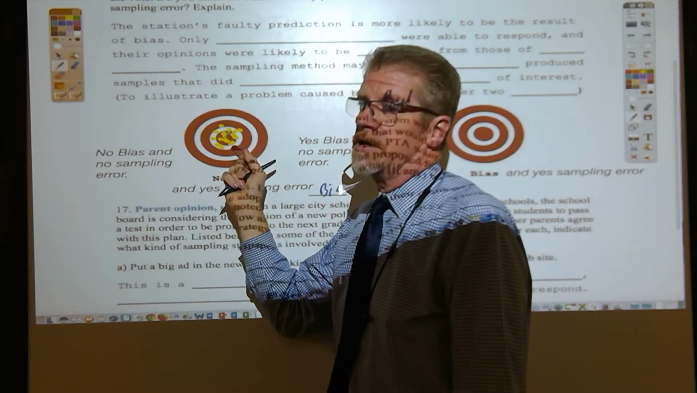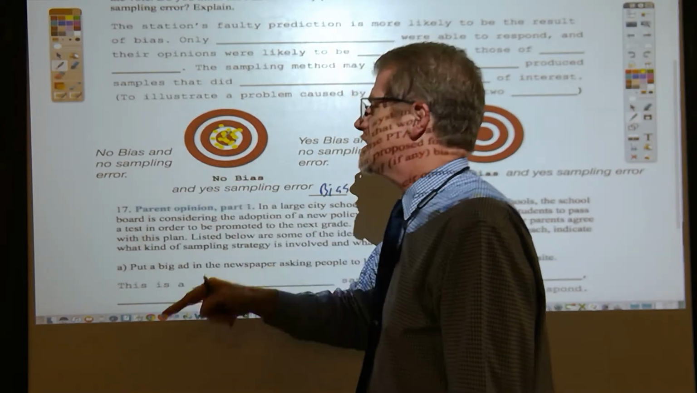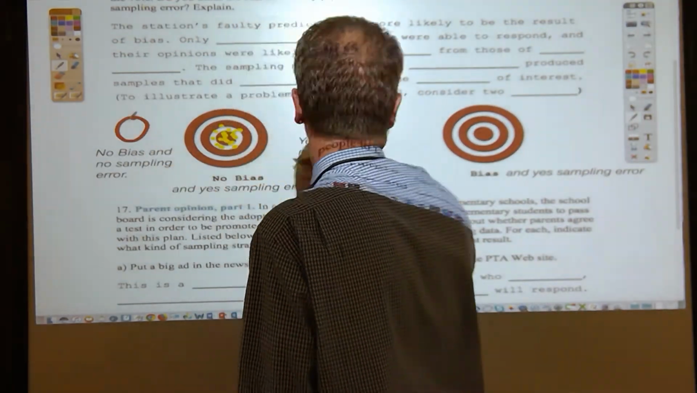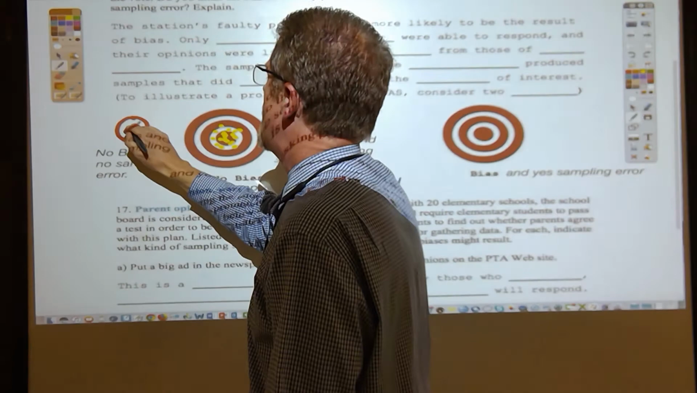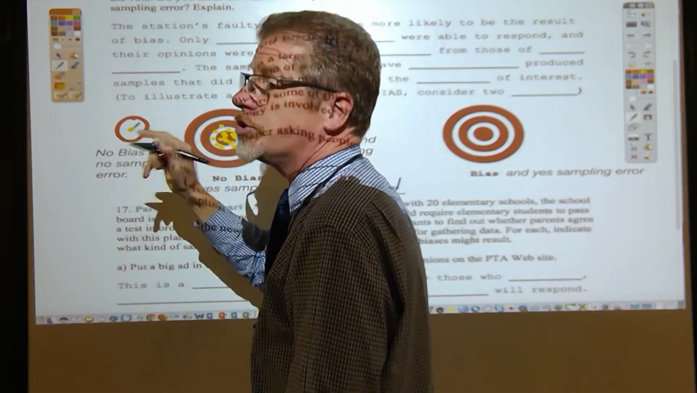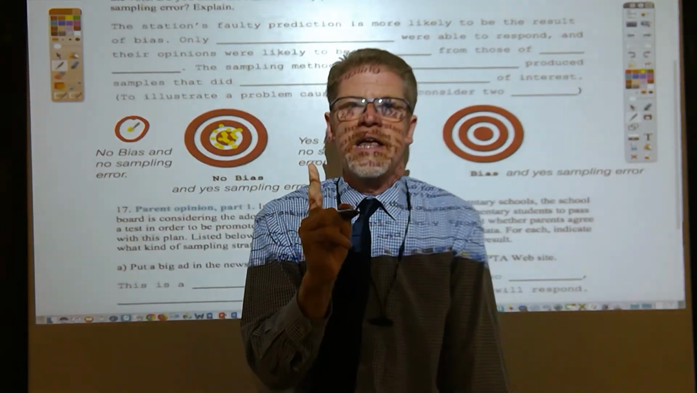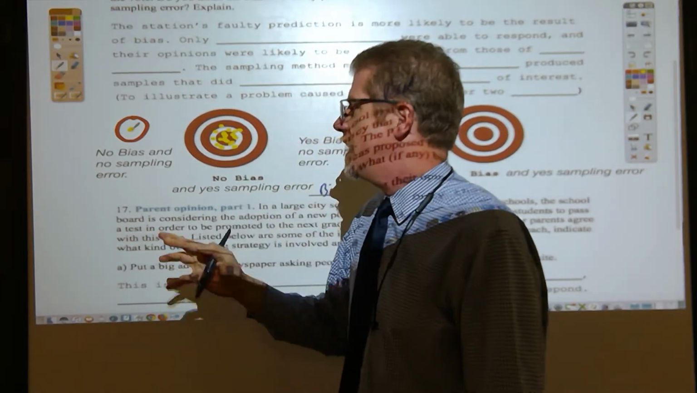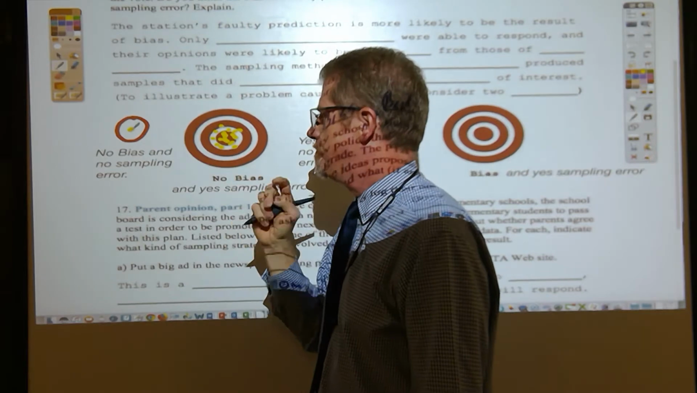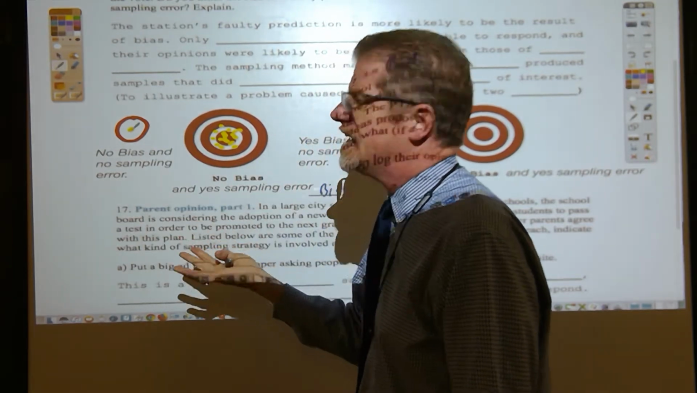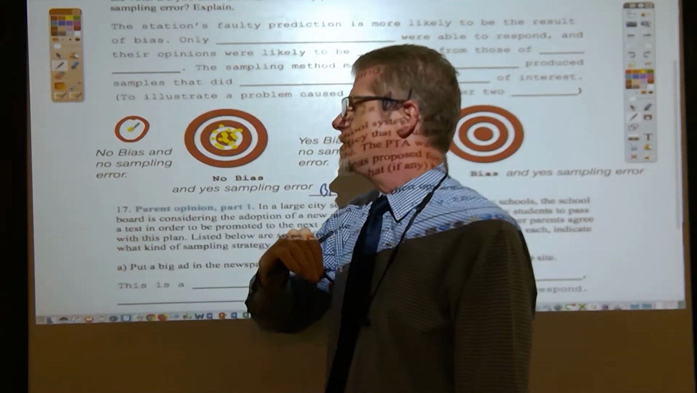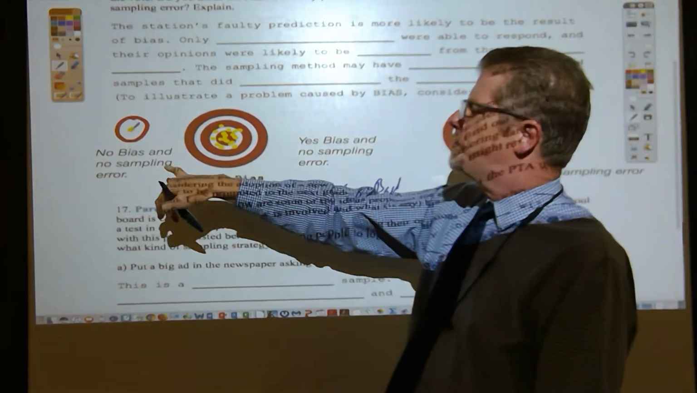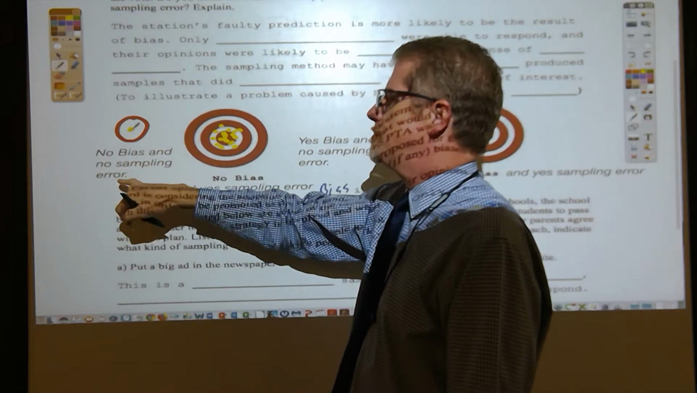There is sampling error. If there were no bias and no sampling error, do you realize what this would look like? In the bullseye, every single arrow would hit the bullseye. That's no bias because it's accurate. And there's no sampling error, meaning that it's perfect precision. So accuracy and precision are what are being measured by bias and sampling error. So draw a little picture of what no bias and no sampling error would look like.